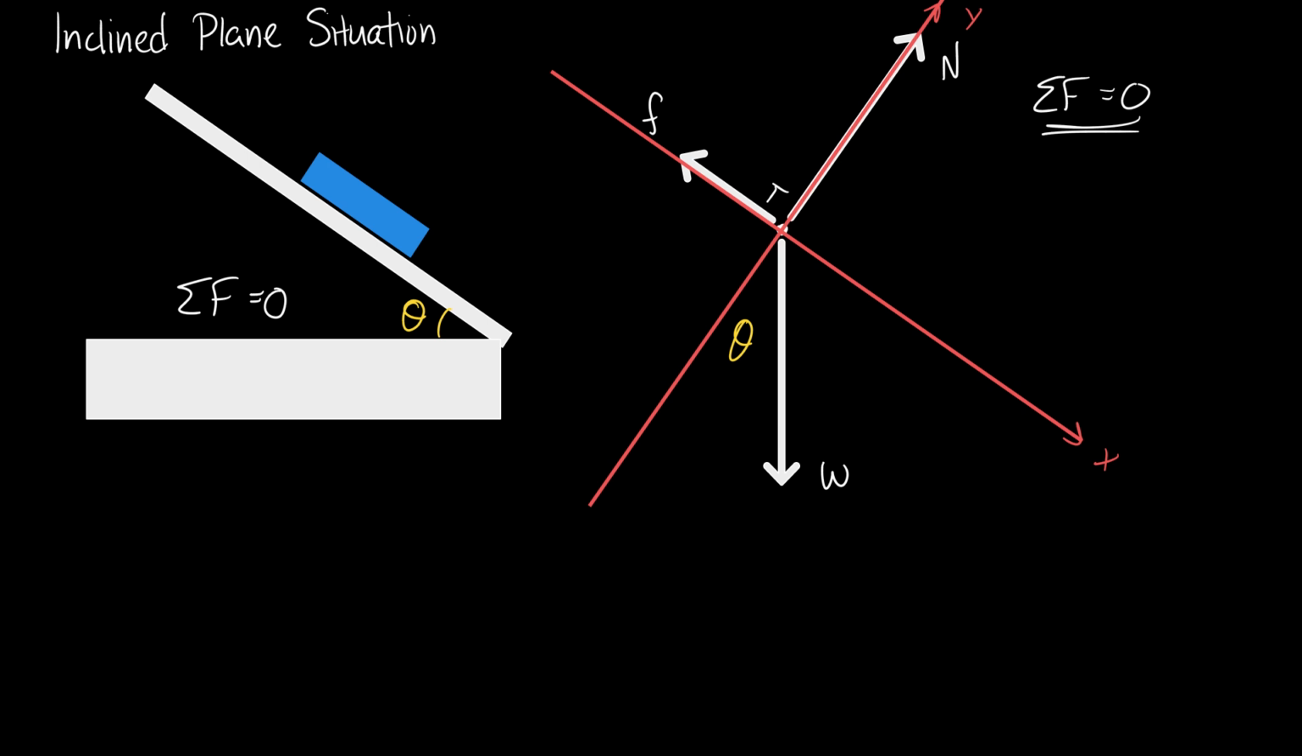We have to break the weight up into its components. And to do so, I'm going to draw arrows that represent the two components of the weight. I see this on tests every year done very, very badly. But it has to be a right triangle we're creating. So it has to look like this. They have to be lined up with y and x.